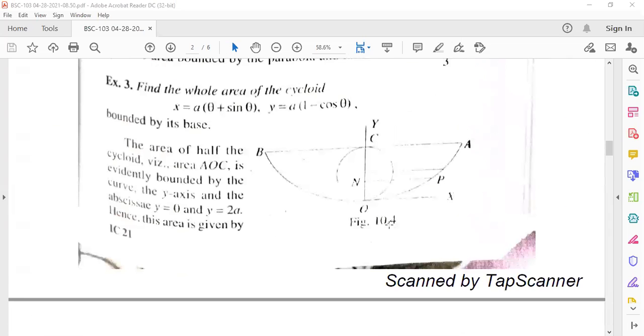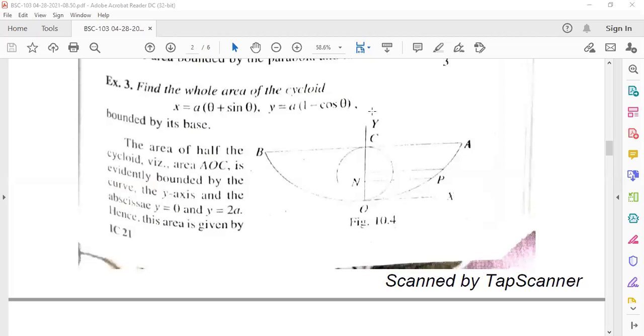Cycloid is a special curve. It looks like this. This is the cycloid. It is not the parabola. It looks like this. This is the cycloid, whose form is given as x equal to a into theta plus sin theta, y equal to a into 1 minus cos theta.